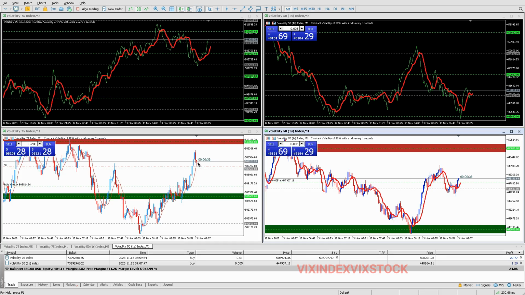It seems like VIX 75 wants to come to test my stop loss there, but I'm not worried about that, because I've removed much of that risk. So this is just a trade just to see how far it wants to go. And again, this is 50. It seems like it wants to play with us.